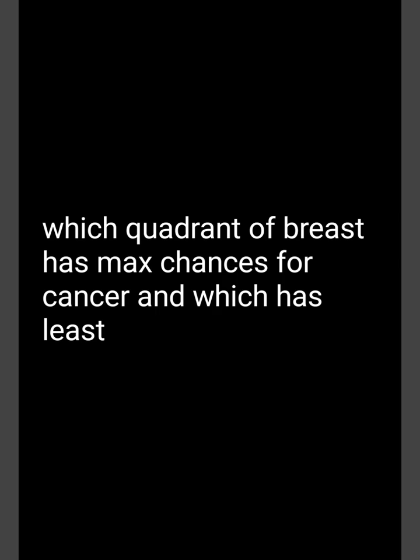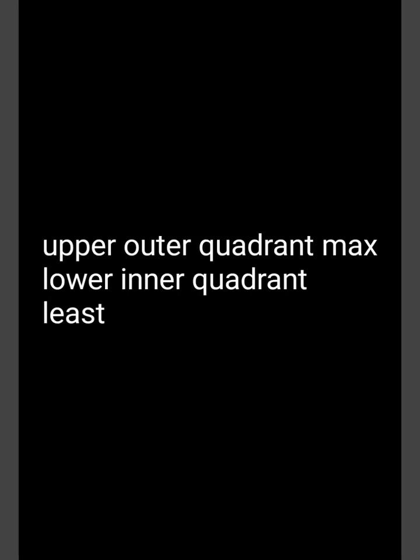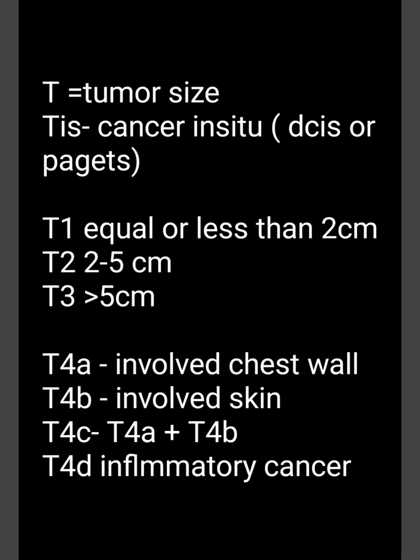Which quadrant of breast has max chances for cancer and which has least? Upper outer quadrant max, lower inner quadrant least. TNM classification for BC, T. T equals tumor size. Tis: cancer in situ, DCIS or Paget's. T1: equal or less than 2 cm.